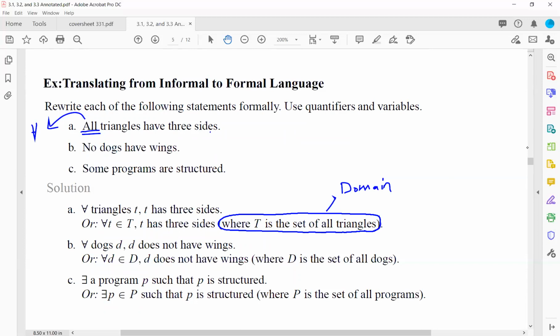B, no dogs have wings. No random dogs. So you can say that for any dog D, D does not have wings. Or you can first define a domain of all dogs, then say that for any variable D in domain D, D doesn't have wings.